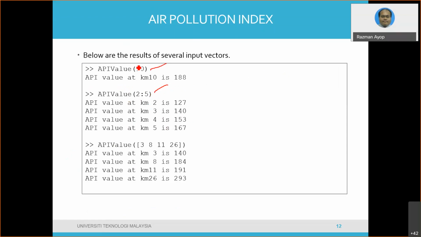So if you want to know the API at 10 kilometer, you get the answer. At 2.5, you get the answer. At various location values, you get the answer. That is how you create a function to obtain the result. So let us test this.